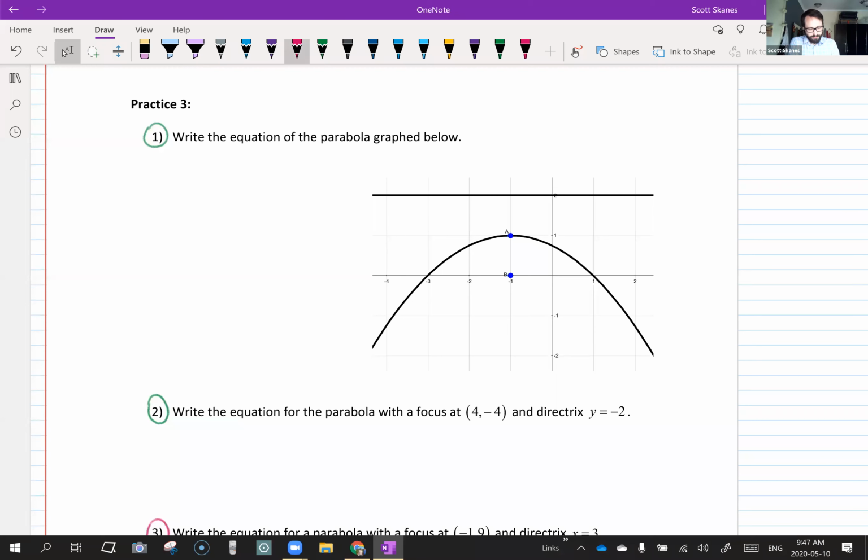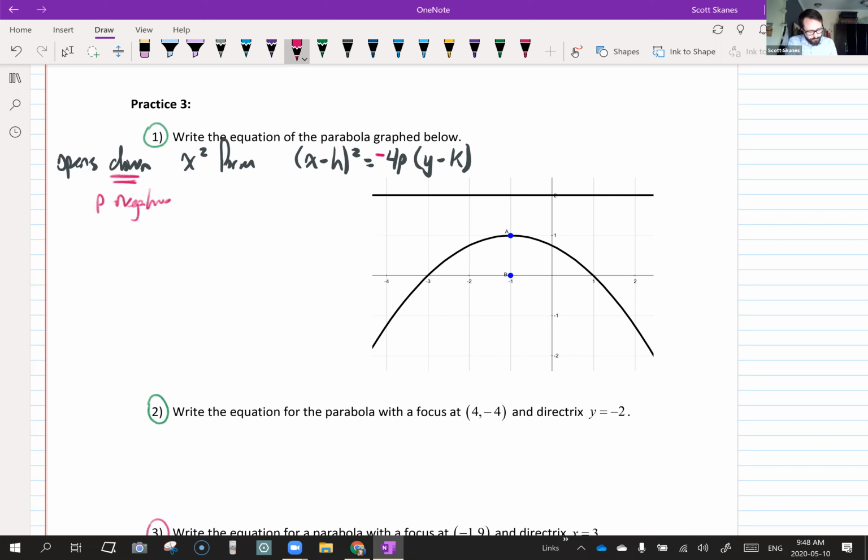So first things first, let's figure out what form it has. I know that it opens down. I can see that based on the graph. It's clearly opening down. So that means that it must have an x squared form. And if you want to know the full equation, it looks like this. I know it opens down, which means that this p-value needs to be negative. There's going to be a negative there when I finish. What are the three things I need? I need the vertex, the focus, and the directrix.